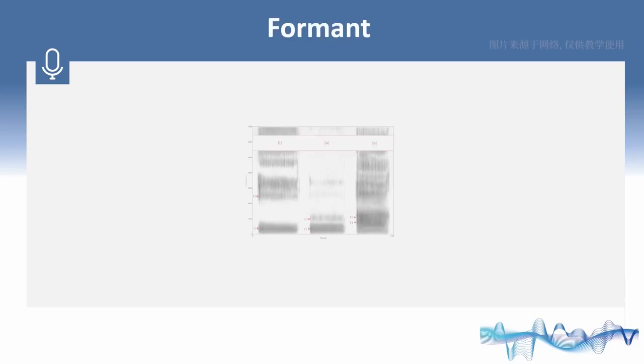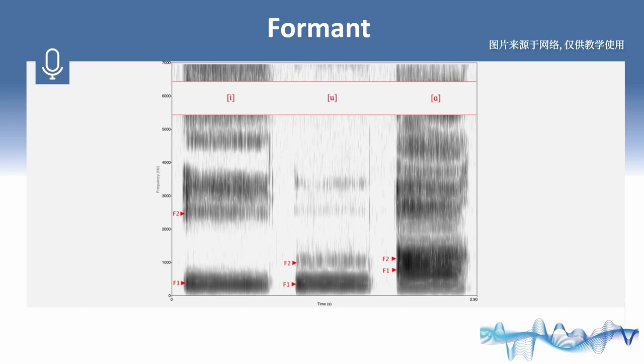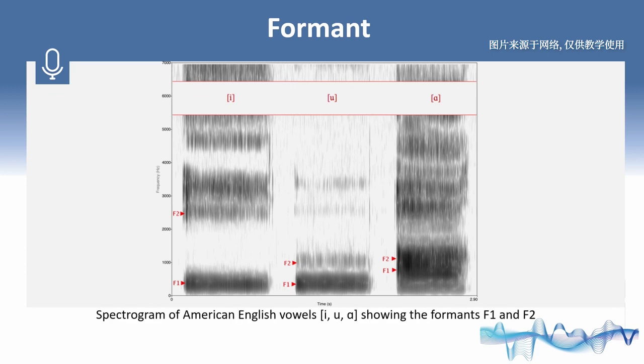Formants are often measured as amplitude peaks in the frequency spectrum of the sound, using a spectrogram or a spectrum analyzer. In the figure, the spectrogram of American English vowels shows the formants F1 and F2. The first two formants are important in determining the quality of vowels.